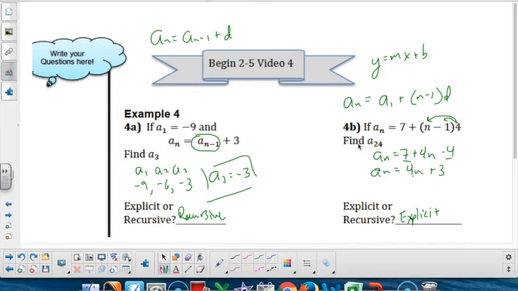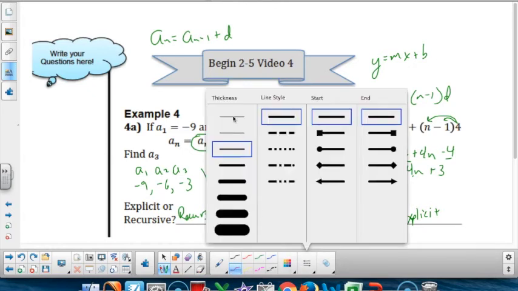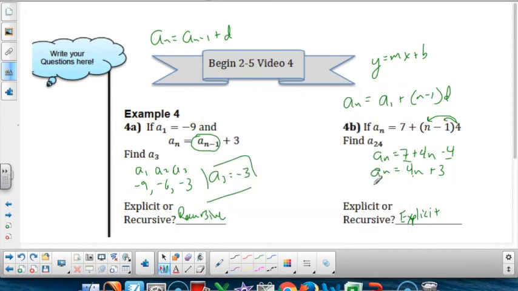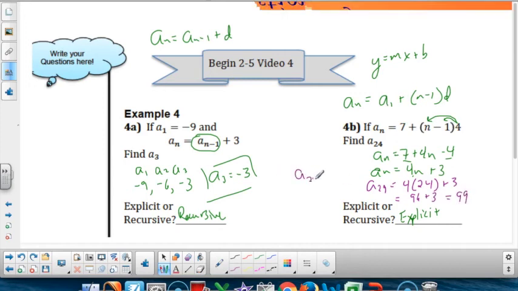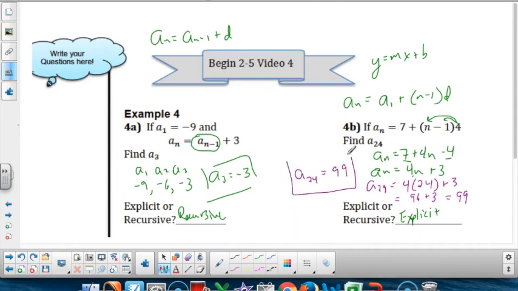So now to find my a sub 24, I really just want to know what is the value of this when my term number is 24. So in place of all my n's, I'm going to put 24s. So 4 times 24 plus 3. Well, 4 times 24 is 96, plus 3 is 99. So a sub 24, the value of the 24th term in this pattern, is 99.